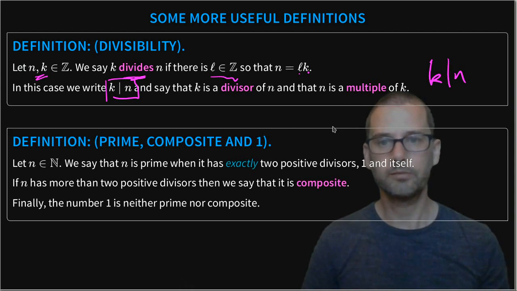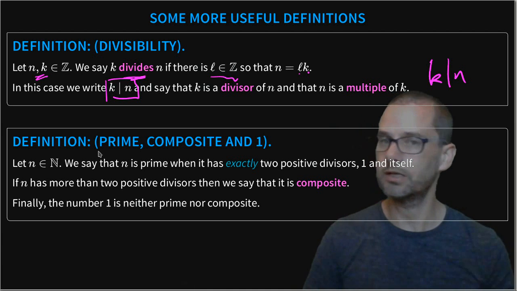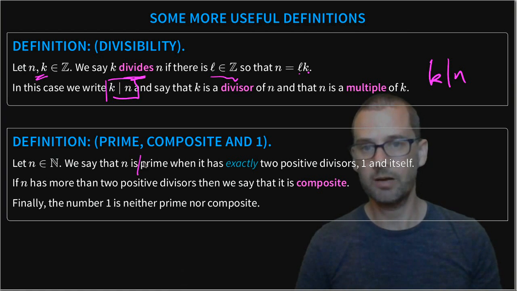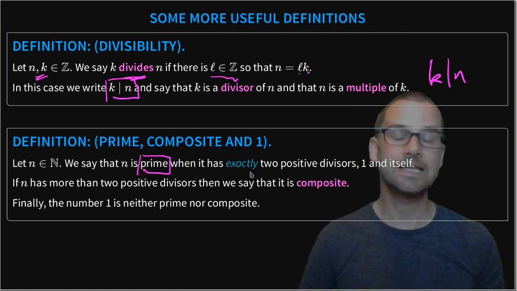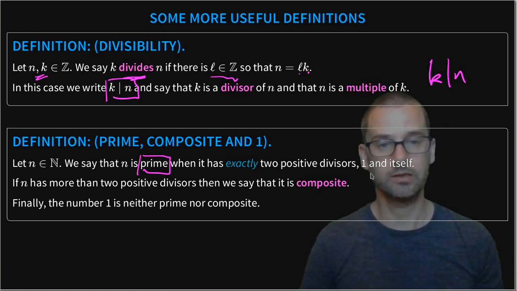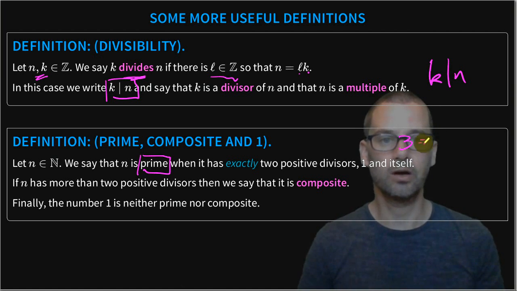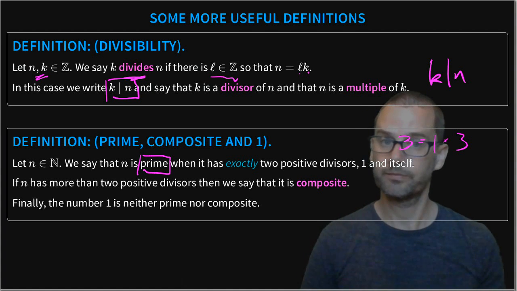Going on from this, as soon as we learn about division, we typically come across the idea of primality, about primes. We say that a number n is prime when it has exactly two positive divisors, namely 1 and itself. So for example, 3 we can only write as 1 times 3. We can't write it any other way as a product.